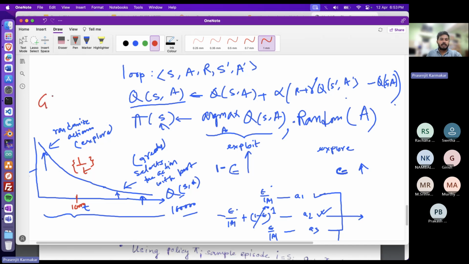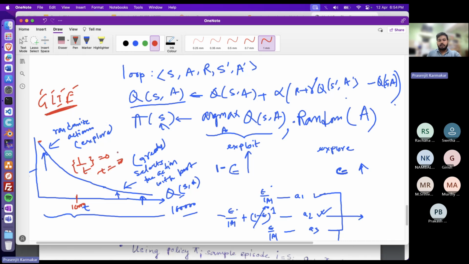If I go with 1 over t, it satisfies a property called GLIE, whose full form is greedy in the limit of infinite exploration. So what does it mean? That at infinity, it will be completely greedy. 1 over t would become 0 when t is infinity. So GLIE satisfies that it starts with complete exploration and ends with complete exploitation. So this would also work.